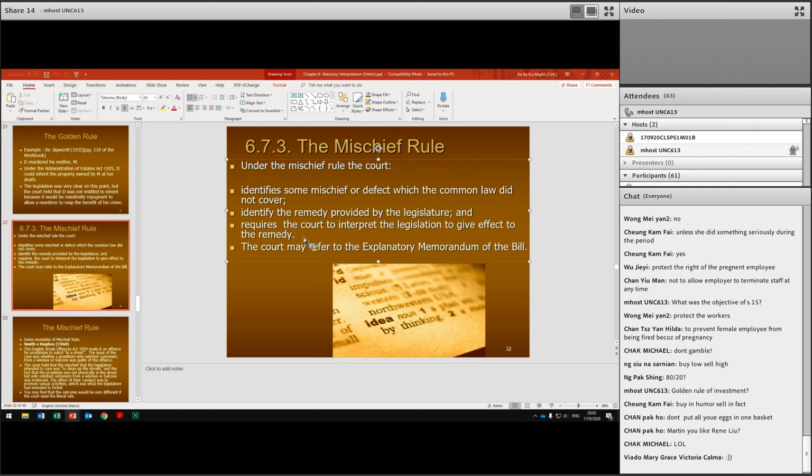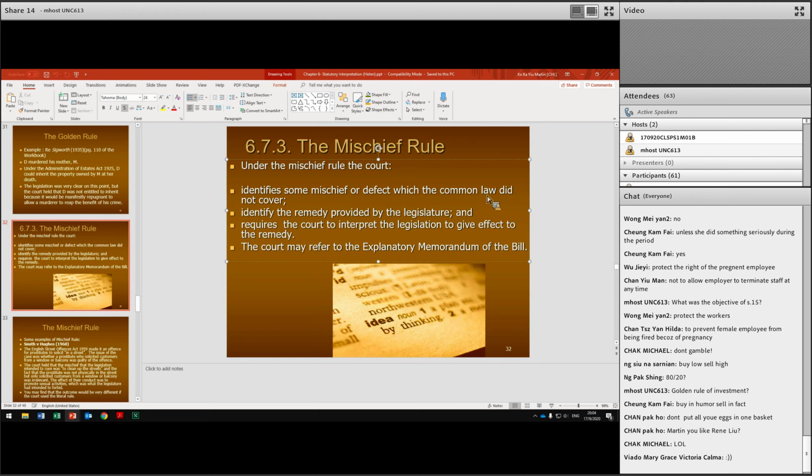So you know the background, you know the reason for the legislation, you know the defect which the common law did not cover. You can understand the purpose of the legislation. You can understand the meaning of the legislation much more easily. From time to time, in the bill, there's an explanatory memorandum. The government will prepare some explanatory memorandum when they present the bill to the Legislative Council or Parliament.